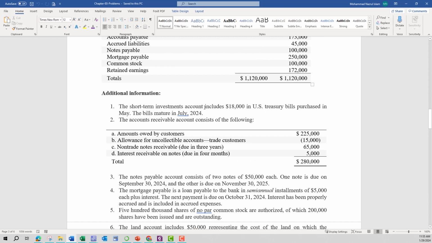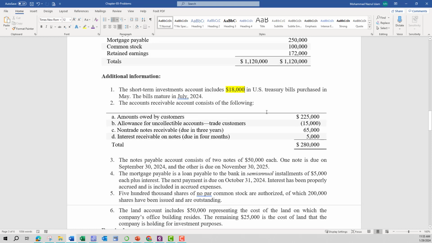The short-term investment account includes 18,000. See, this is part of the short-term investments, so we should be careful about this. Then the accounts receivable consists of a total of 280,000. Out of this, interest receivable is 5,000, and notes receivable is 65,000, and the allowance is 15,000.